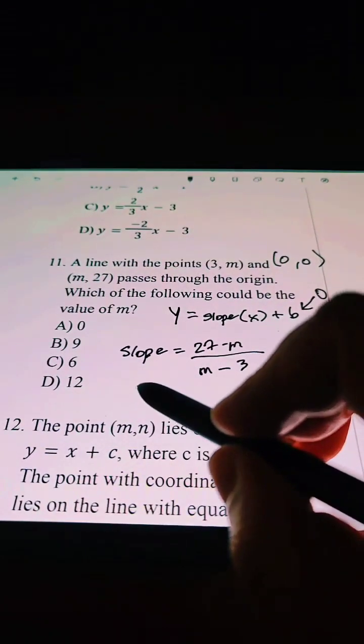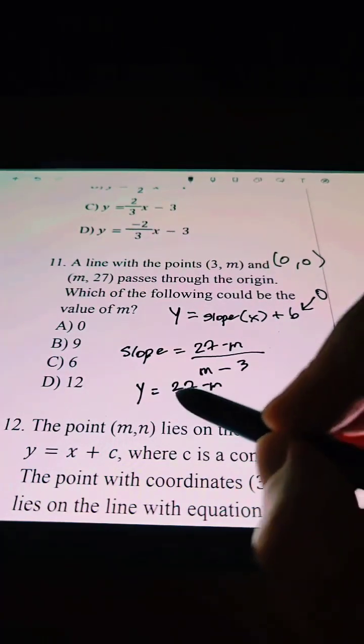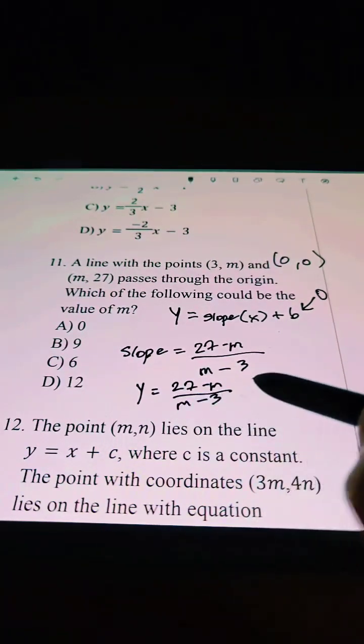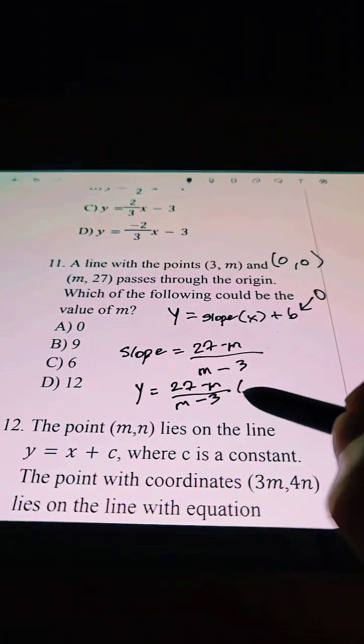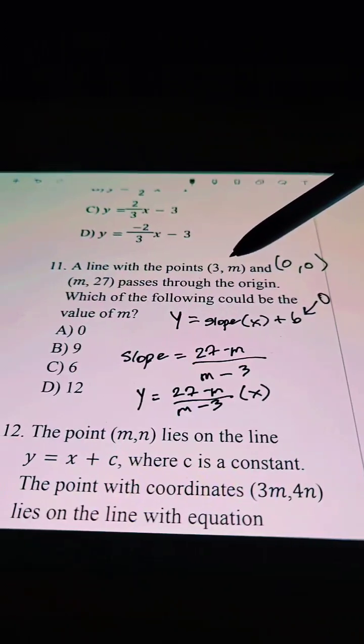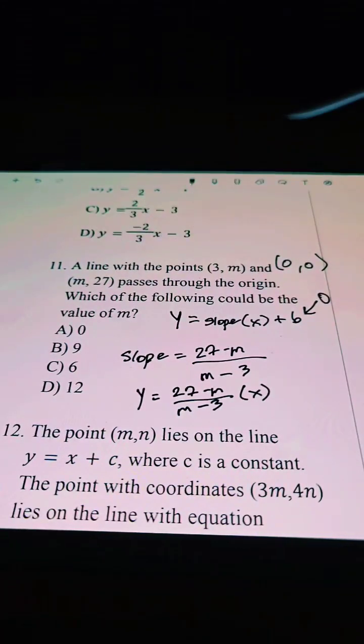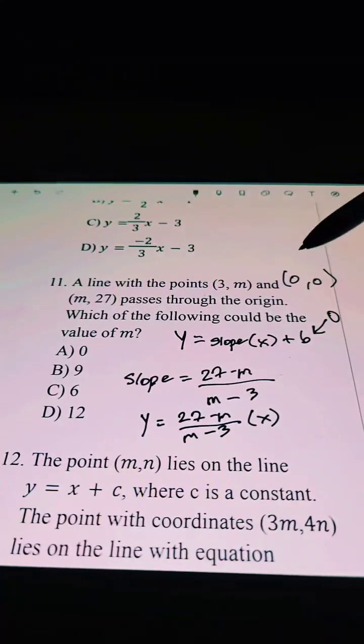Okay, so let's write out what we have right now. So it's going to be 27 minus m over m minus 3 times x. Okay, and then we have these values of x and y that we could potentially plug in. Which one's going to be more helpful? Let me see.